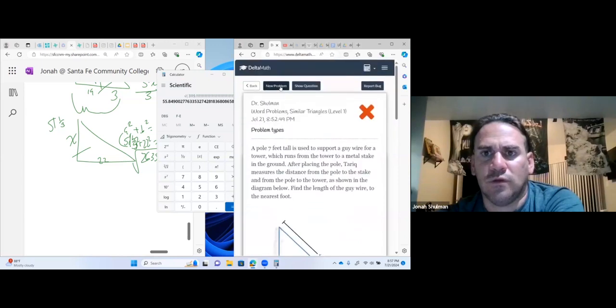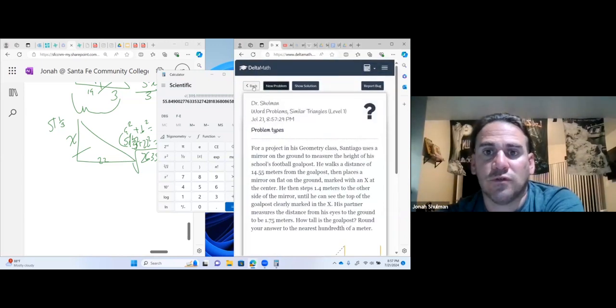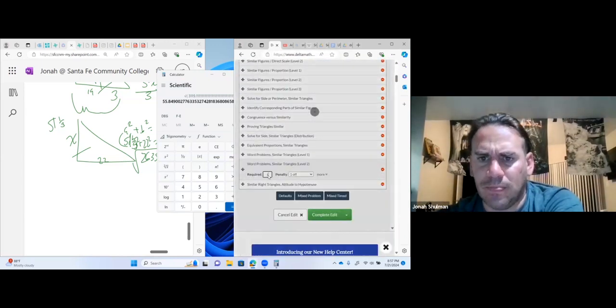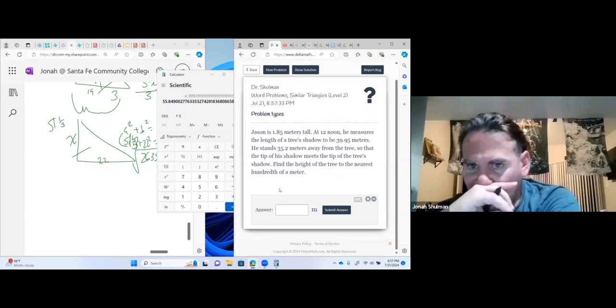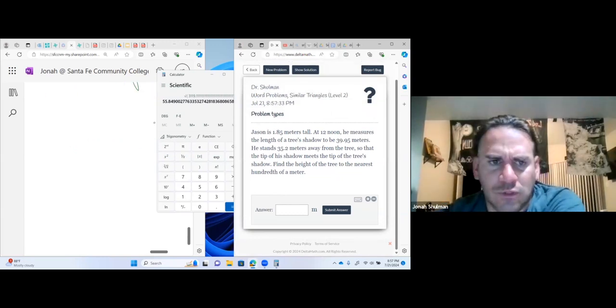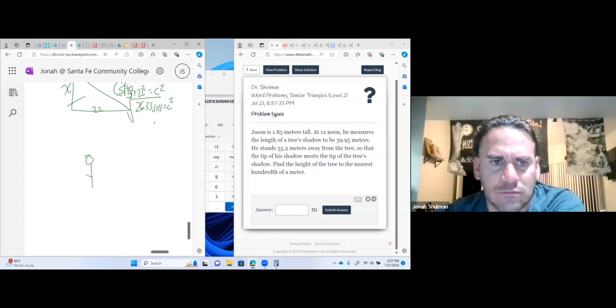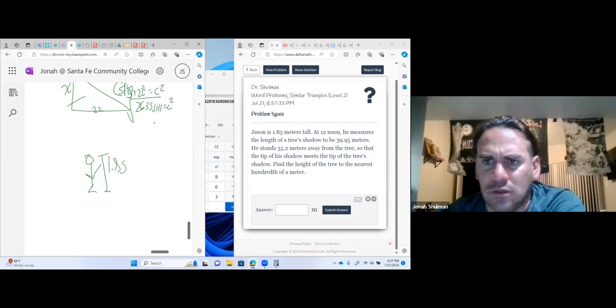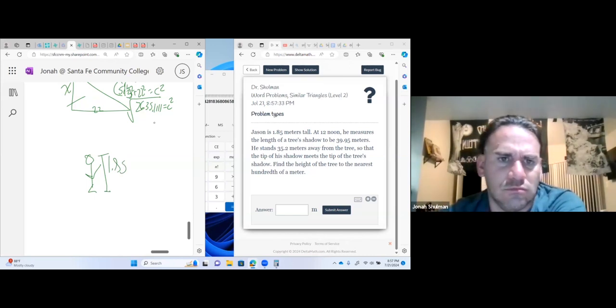Okay, cool. Well, we're doing a level 2, so we might as well step it up. Oh, because there's no picture here. So we got our boy Jason. He is 1.85 meters. At 12 noon, he measures the length of a tree shadow. We got a little tree. It doesn't look like a tree.